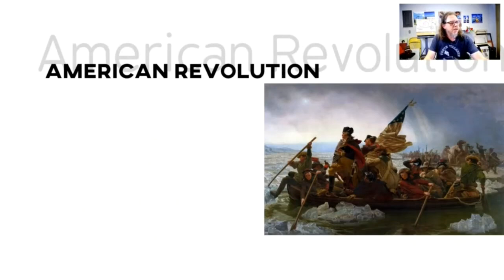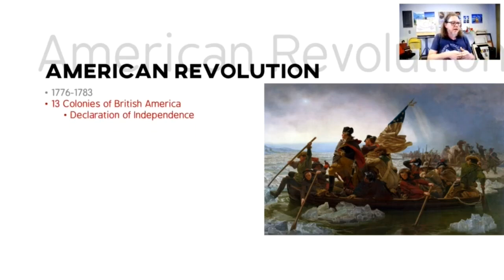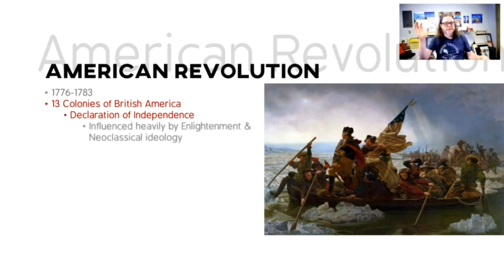Then we have the American Revolution. The American Revolution takes place between 1776 and 1783, when the 13 colonies of British America became independent by means of the Declaration of Independence, which was heavily influenced by Enlightenment and neoclassical ideology. You have Thomas Jefferson, who is a huge fan of France, and he's looking at what's going on in France, and a lot of the Declaration of Independence is built upon Enlightenment ideas.